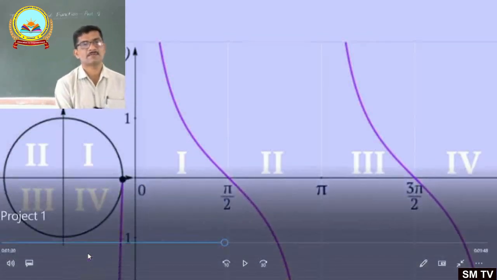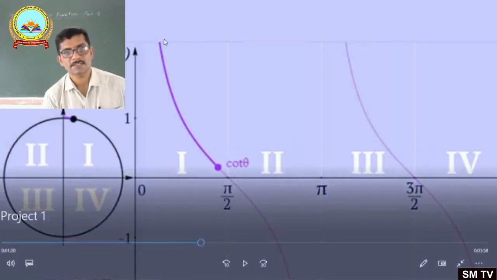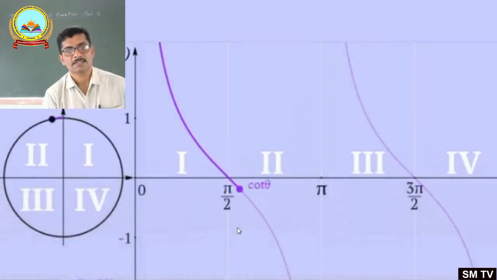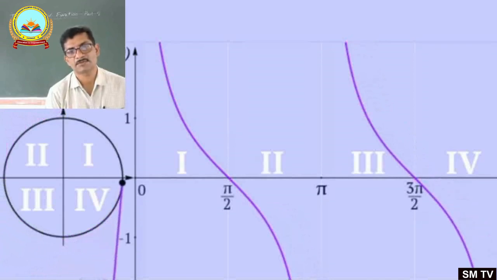This one is the graph of cot functions. In the first quadrant, it is like this, infinity to 0. In the second quadrant, 0 to minus infinity. In the third quadrant, infinity to 0. It is positive. In the fourth quadrant, 0 to infinity.